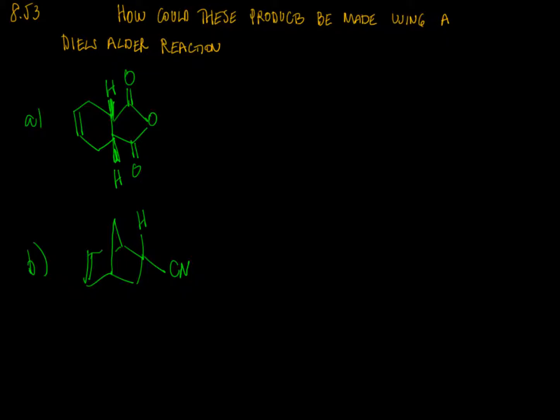Show the starting diene and dienophile in each case. Remember that with the Diels-Alder reaction, you're reacting a diene and a dienophile to, in all cases, make a six-membered ring with a double bond in it. All right? So here's a six-membered ring with a double bond. Try to find and locate where that is.